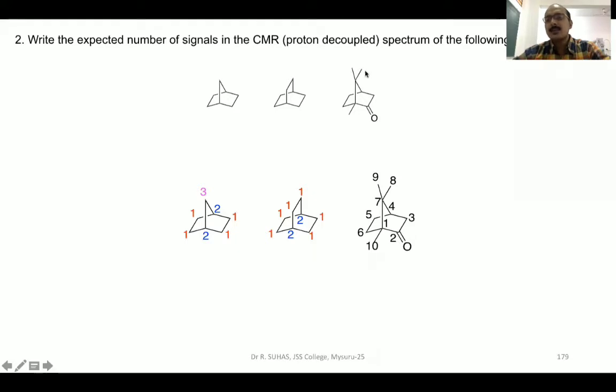You can ask whether both these methyl groups are present in the same chemical environment, but the answer is no, because here this CH3 will have the influence of carbonyl, whereas this CH3 will have the influence of this methyl, and hence both the methyl groups are present in different chemical environments, whereas this methyl is also present in a different chemical environment. Here it has CH2, on this side it has the carbonyl, and then essentially you should have 10 signals or 10 peaks in the CMR spectrum.